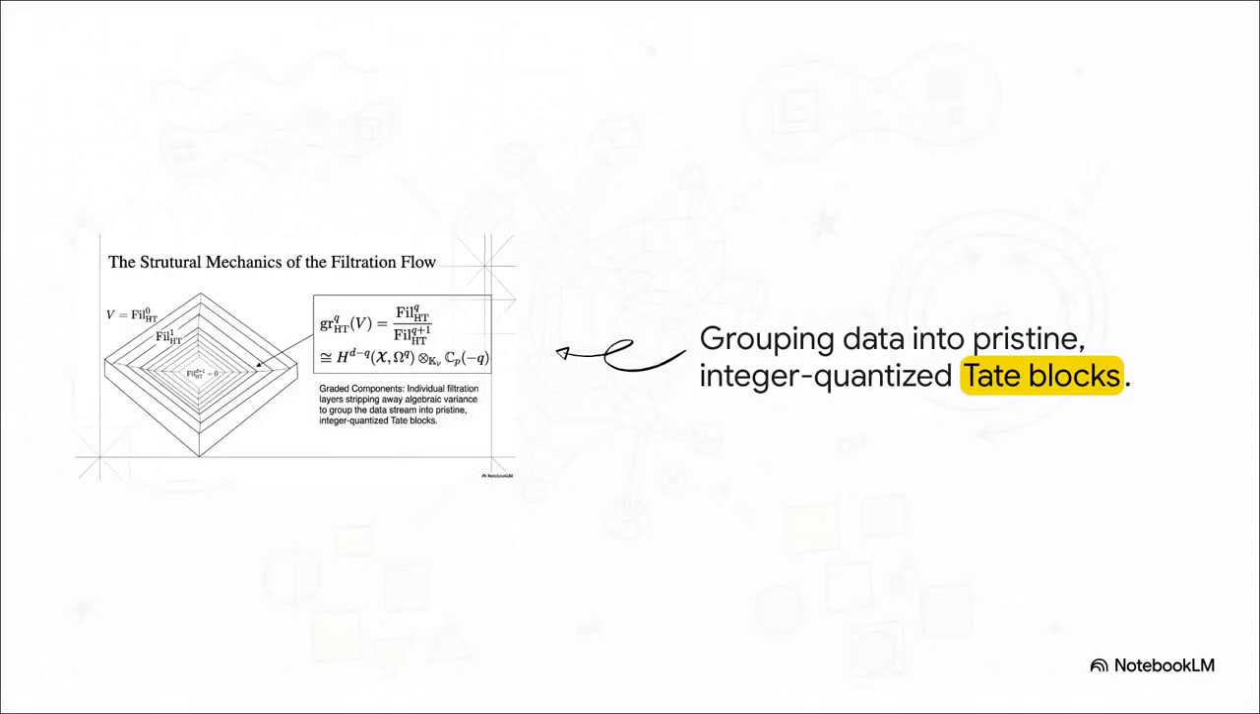As we track the filtration flow, you can literally see the algebraic variance getting stripped away, layer by nested layer. The continuous structure is being grouped into pristine, integer-quantized Tate blocks. And this is exactly what allows the discrete cyclotomic twist to map seamlessly to classical Hodge types when it gets pushed forward to the infinite prime.